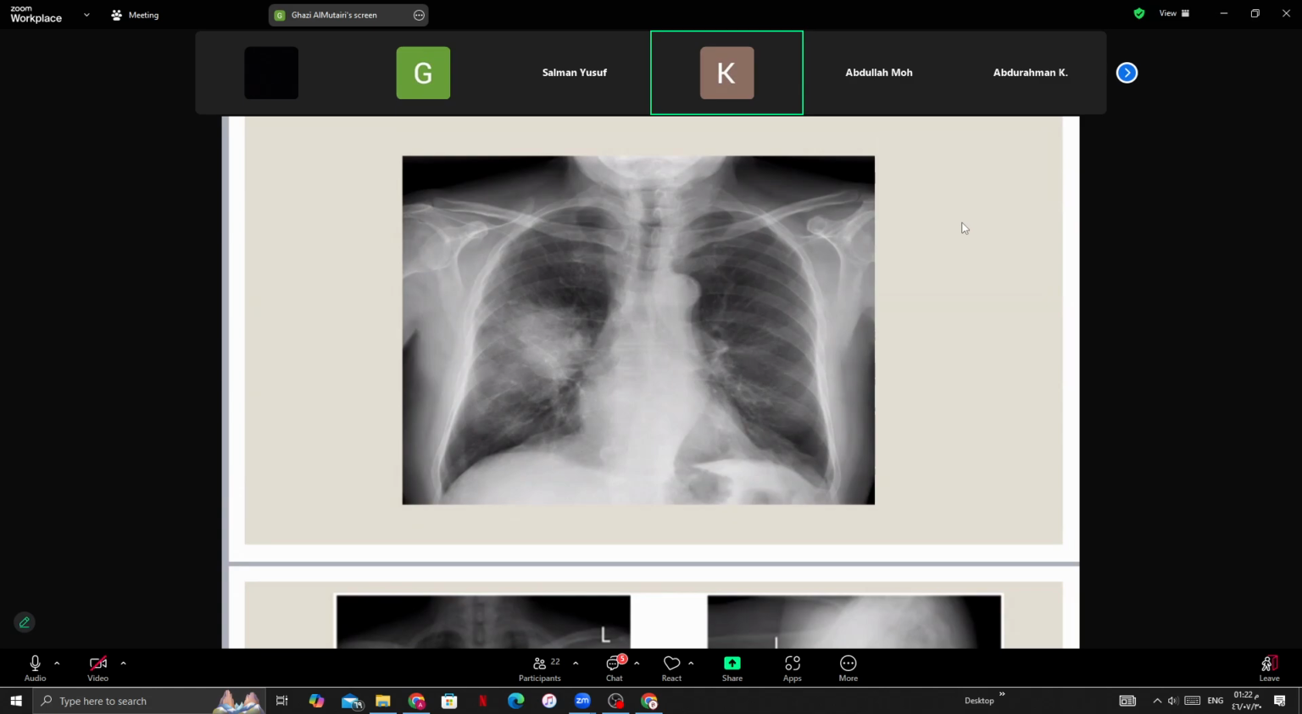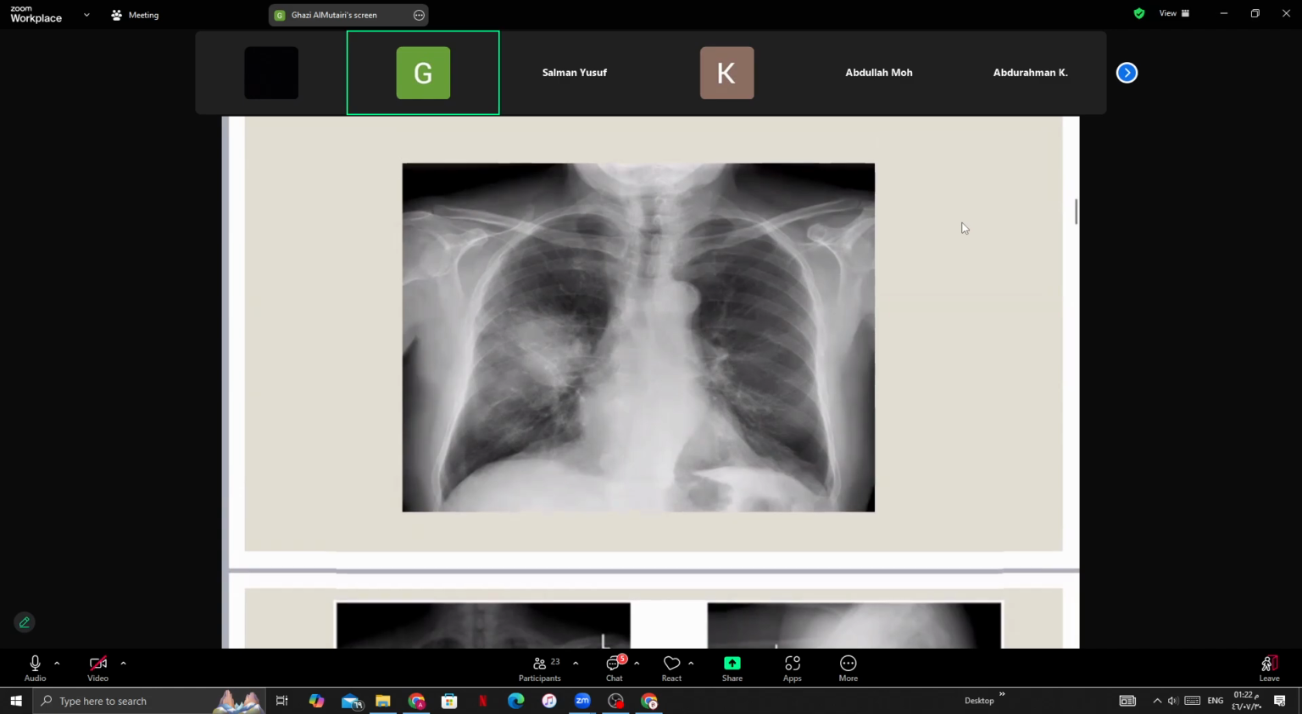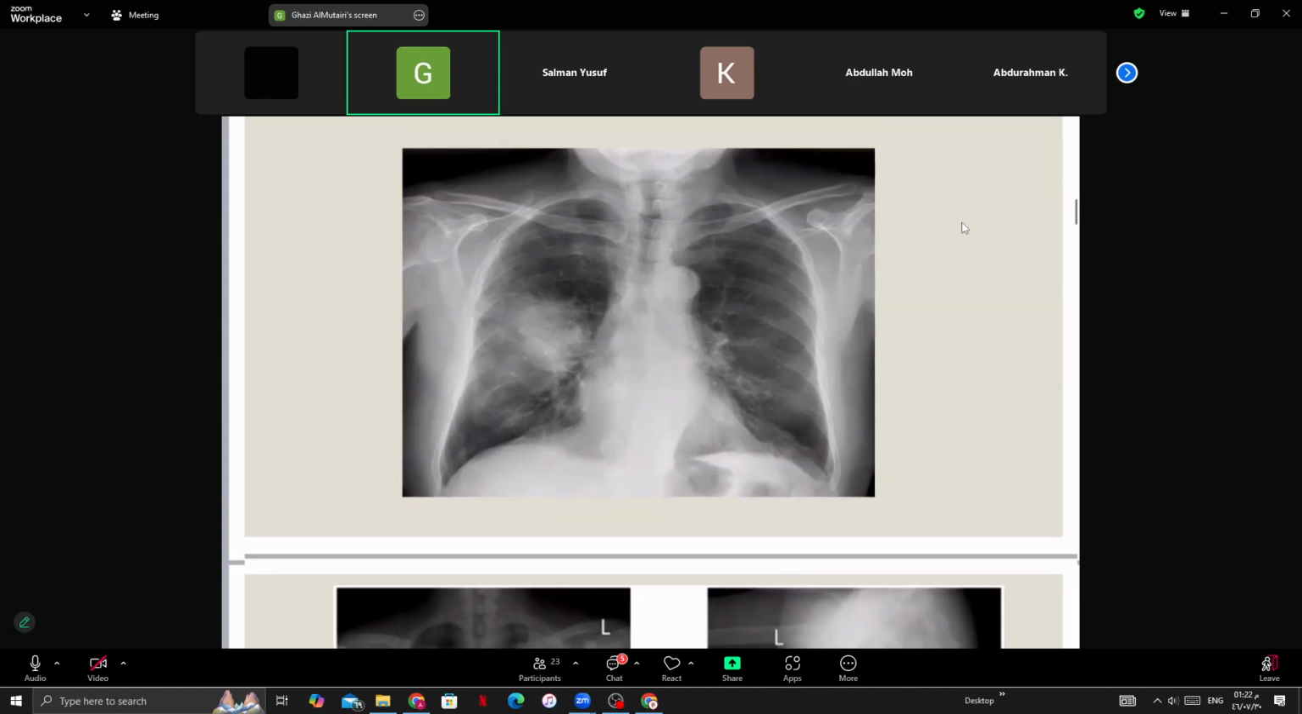Right middle lobe consolidation. Excellent. So right middle lobe consolidation. You should get the history to give a diagnosis, but most likely this patient has a right middle lobe consolidation corresponding to pneumonia. What about this X-ray?